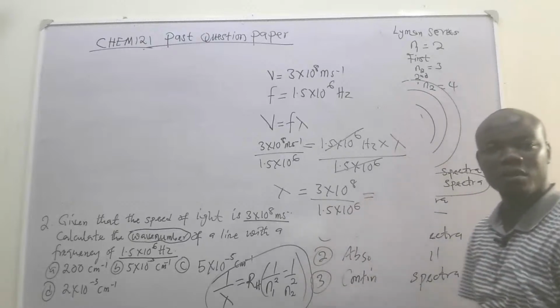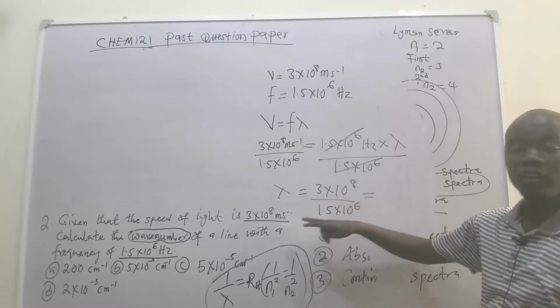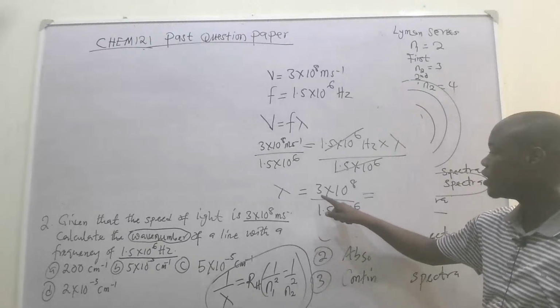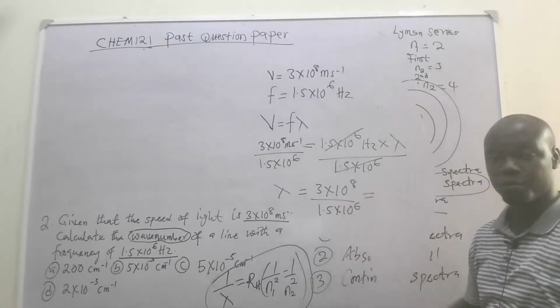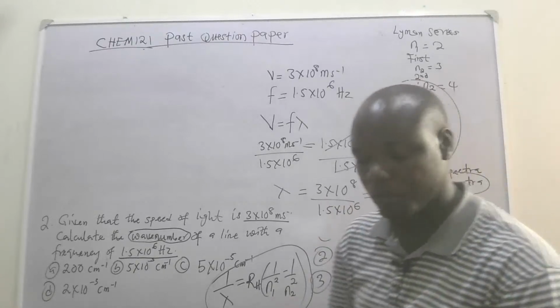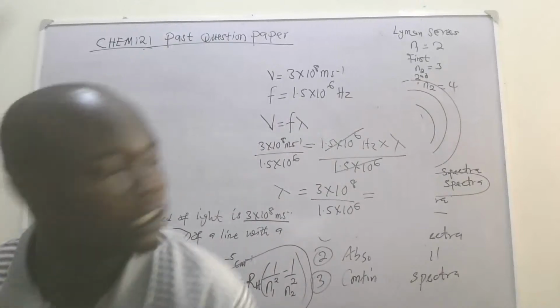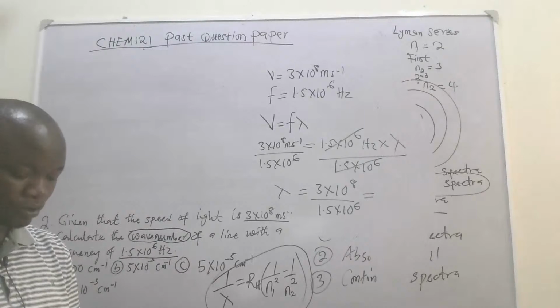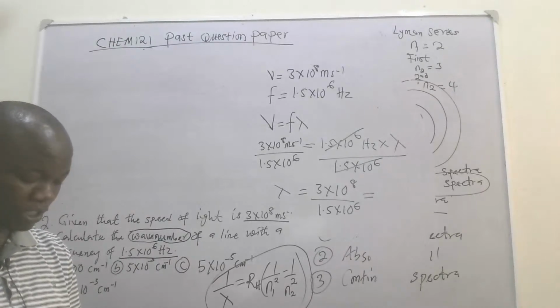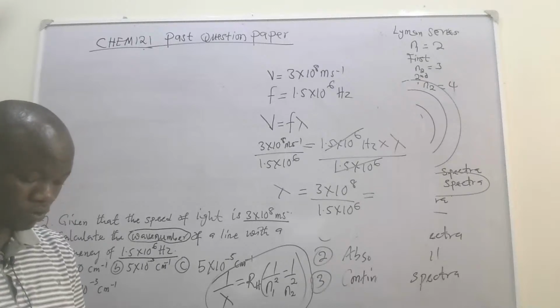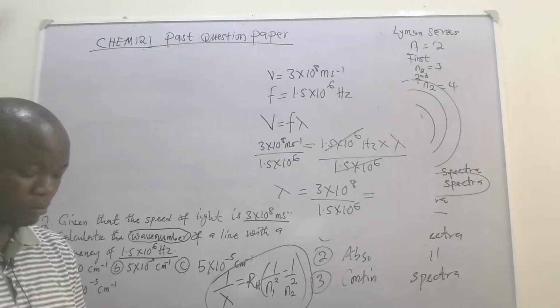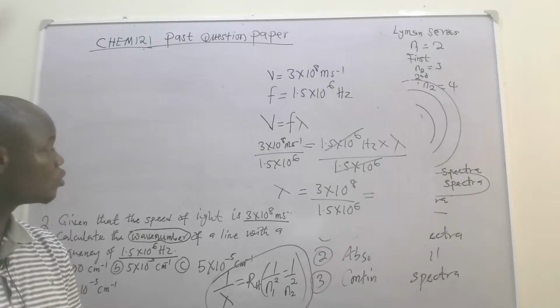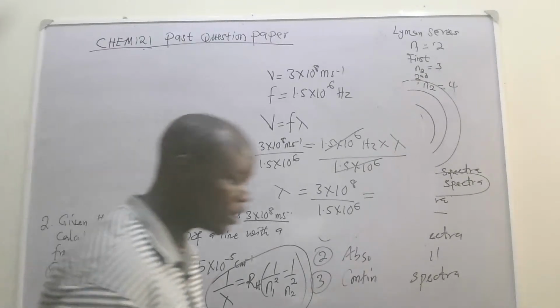So now, ladies and gentlemen, from here, what do we have? Please tell me, what do we have? 3 times 10 raised to the power of 8 divided by 1.5 times 10 raised to the power of 6. Please write the answer in the comment box. So we have 3 divided by 1.5, and therefore here we have 200.